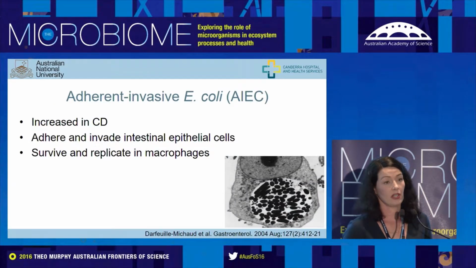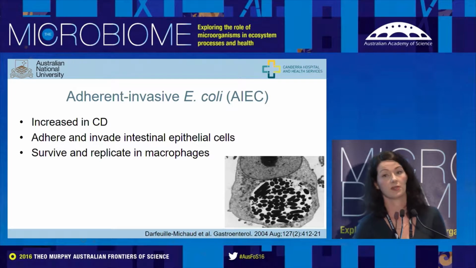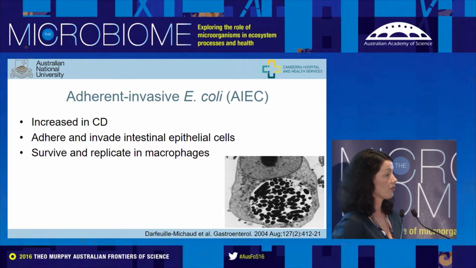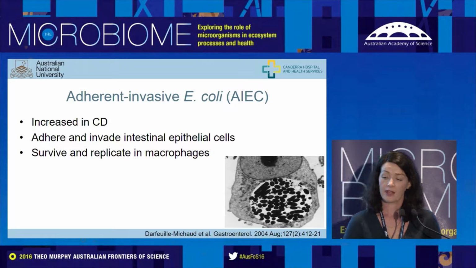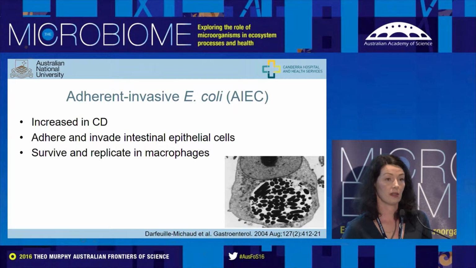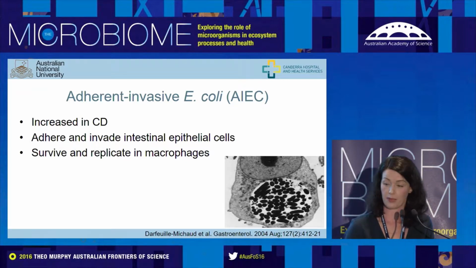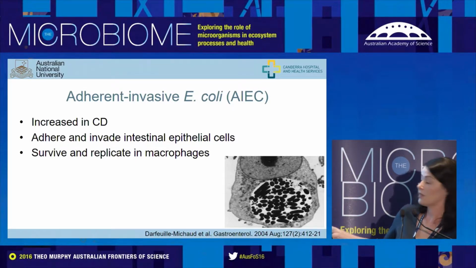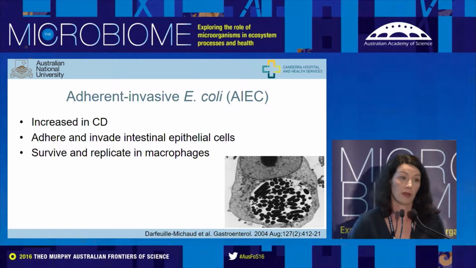So we've pursued the E. coli story, and there is a pathovar of E. coli associated with Crohn's disease, referred to as adherent invasive E. coli, or AIEC. It's more frequently isolated from mucosal biopsies of Crohn's disease patients than controls. To be deemed AIEC, the strains have to be able to adhere and invade intestinal epithelial cells, as well as survive and replicate within macrophages. This is the only way to determine whether a strain is AIEC, and as you can imagine, it's very laborious doing these phenotypic assays. You can see an AIEC strain that survived and replicated within a phagolysosome of a macrophage here.